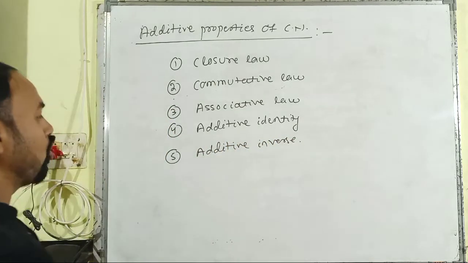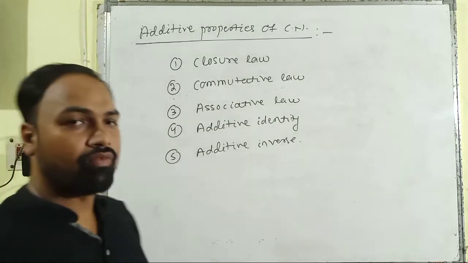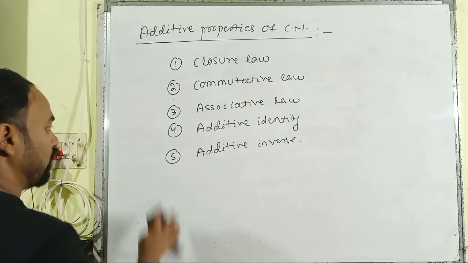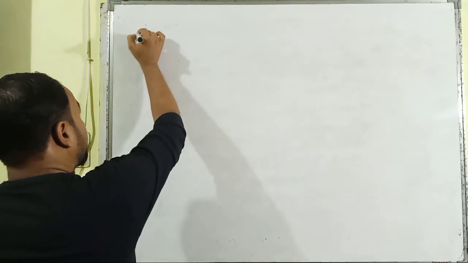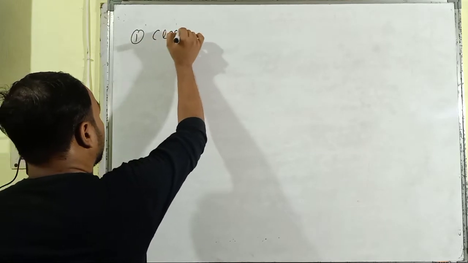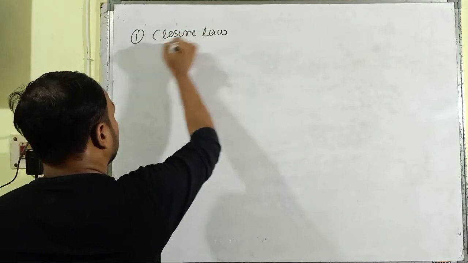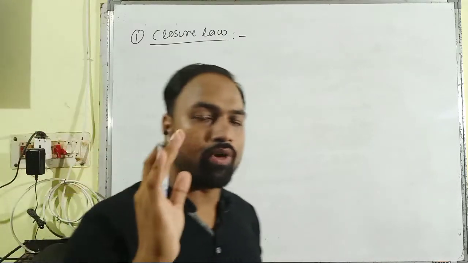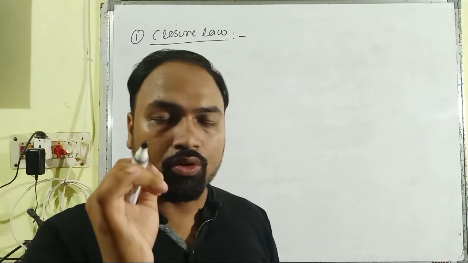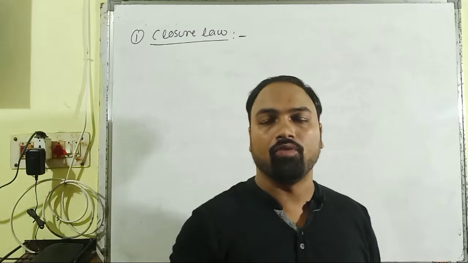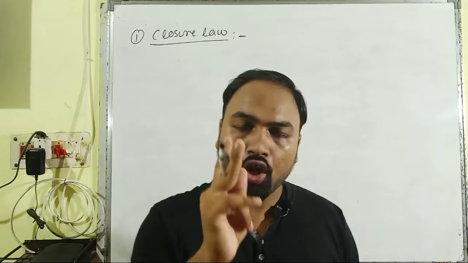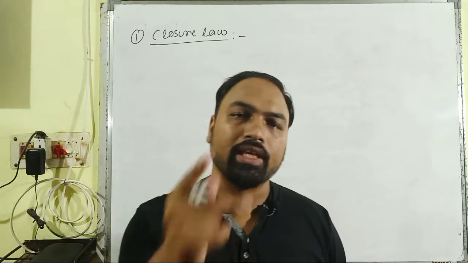So we have to discuss all of the 5 properties of addition of 2 complex numbers. So let us discuss one by one of the 5. The first one is closure law. So what is closure law? It is the closure law of addition of 2 complex numbers. That means we have to prove that the sum of 2 complex numbers is again a complex number.